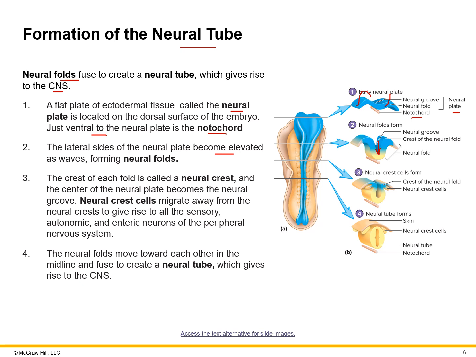So as those folds move upward, it creates this, again, neural fold. And ultimately, those are going to continue to move up until the folds form what's called the neural crest. So here's our neural crest. And eventually those neural crest cells migrate away, and it gives rise to all of the sensory, autonomic, and enteric neurons of the peripheral nervous system. And then finally, those neural folds are going to move toward each other. They fuse and then close off to create this neural tube that's here. And again, the notochord is there as well.